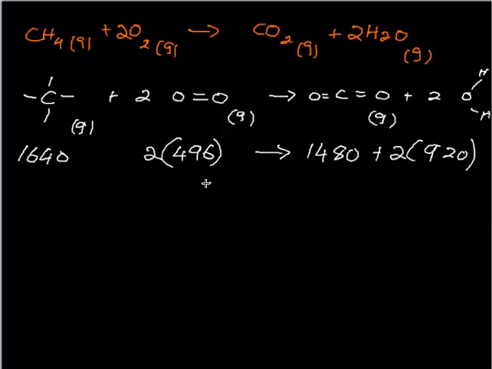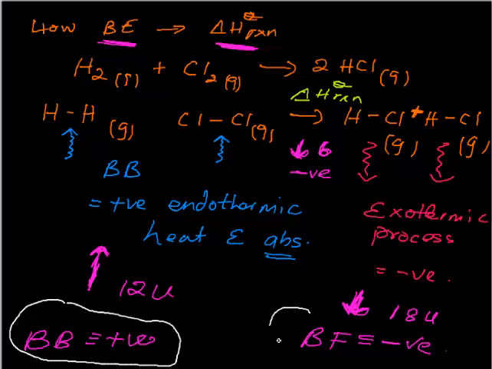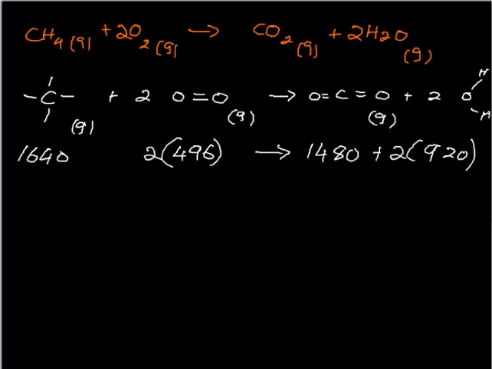Now what do we do? We apply what we have said before. On the reactant side, we need to absorb energy, bond breaking. On the product side, we release energy, bond formation. This is endothermic, and this is exothermic. And the energy change is going to be the difference between the amount of energy absorbed and the amount of energy released. So let's apply it and obtain the answer.